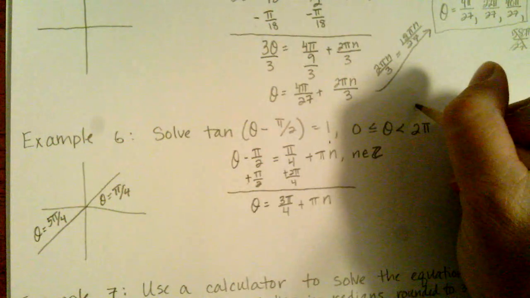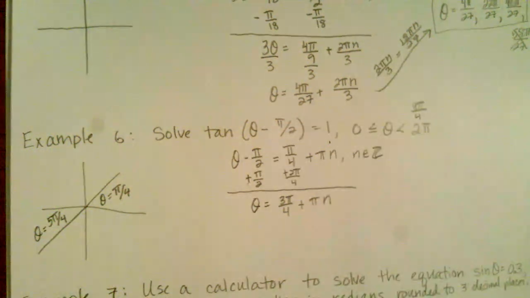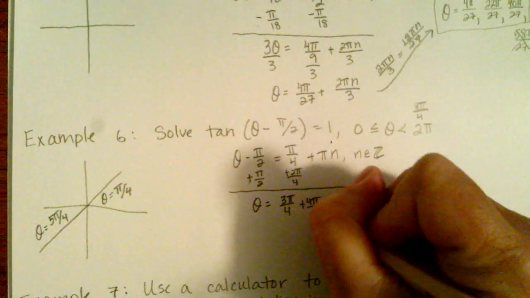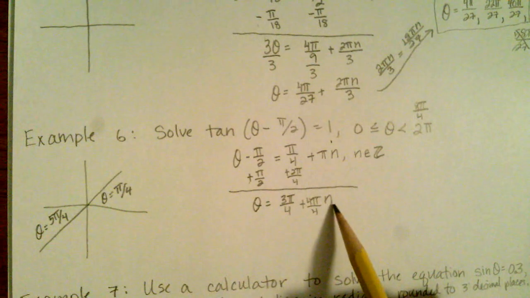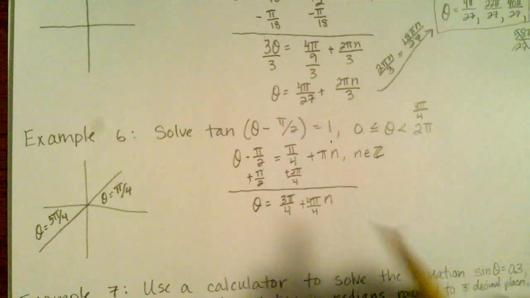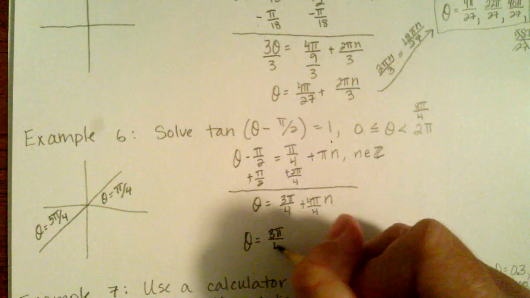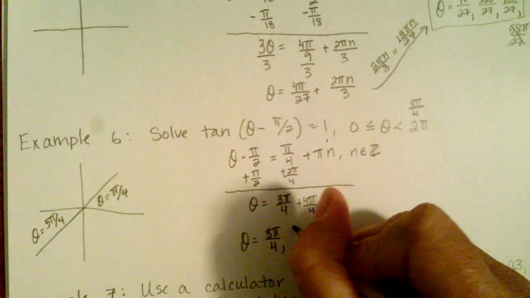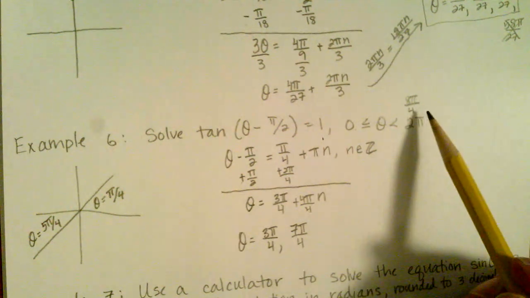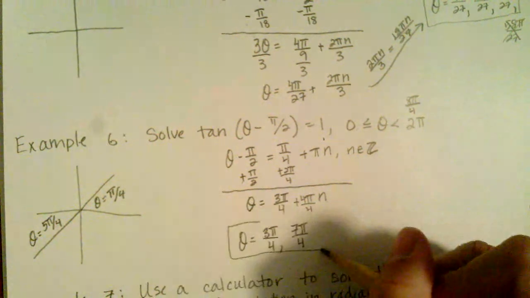Okay, so in fourths, I'm looking for 8 pi over 4 as my outside boundary. I'm going to add 4 pi over 4. So obviously if n is negative, I get into the negatives, so that wouldn't be inside of my restrictions. So my theta when n is 0 is 3 pi over 4. When it's 1, it's 7 pi over 4. If I add another 4 pi over 4, I'm going to see I'm outside of that 8 pi over 4. So these are my two solutions.